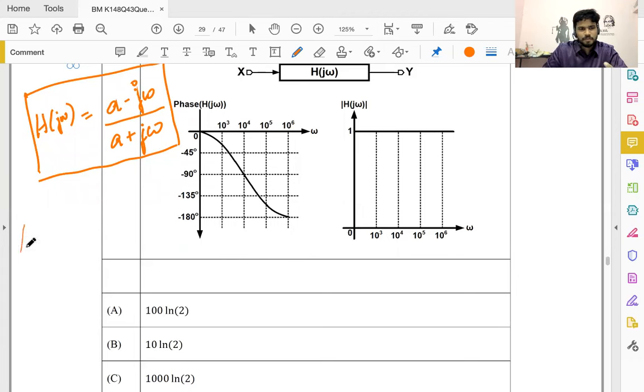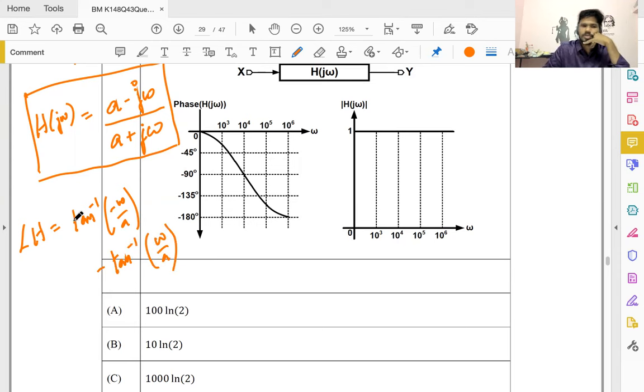What is the angle? Notice it is tan inverse of the numerator angle, that is minus omega by A, minus tan inverse of the denominator angle, minus tan inverse omega by A. We know tan inverse of minus theta is minus tan inverse theta. So that becomes minus 2 tan inverse omega by A.